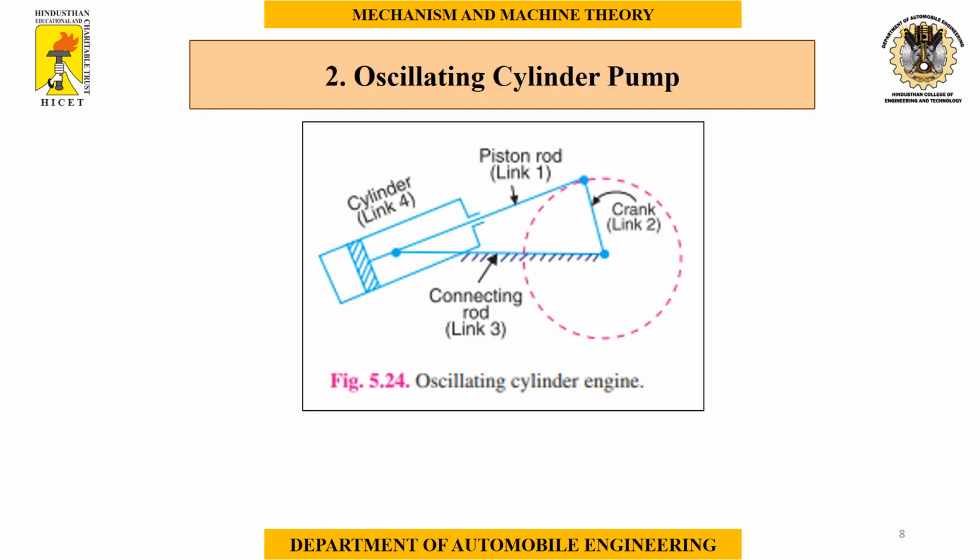Number 2, oscillating cylinder pump. Here link 3 is fixed, that is the connecting rod is fixed, link 2 is given rotational input, link 1 is transmitting the movement of crank 2 to the cylinder, and link 4 is the cylinder. So by this mechanism, the rotational movement of crank or link 2 oscillates the entire cylinder, not the piston. The entire cylinder oscillates.